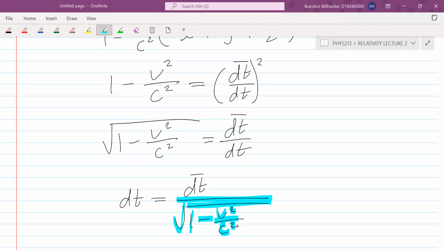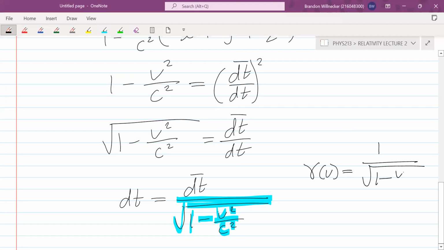What's typically done is we say that this is our gamma term. So we say gamma of v is equal to 1 over the square root of 1 minus v squared over c squared. It's just to simplify things. So instead of writing the square root all of the time, we just write gamma.